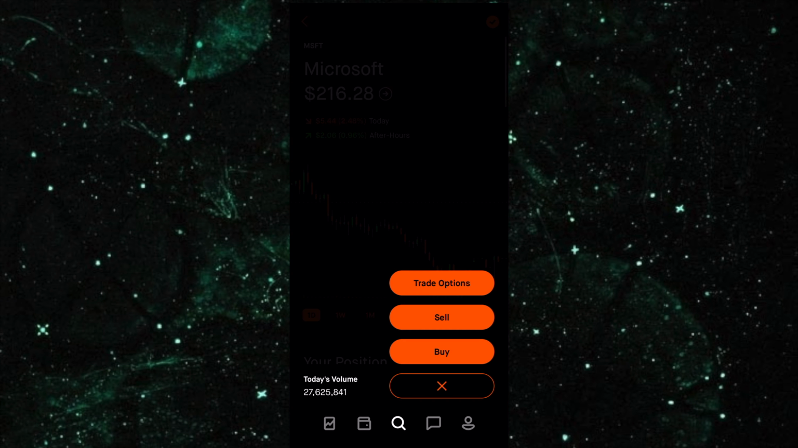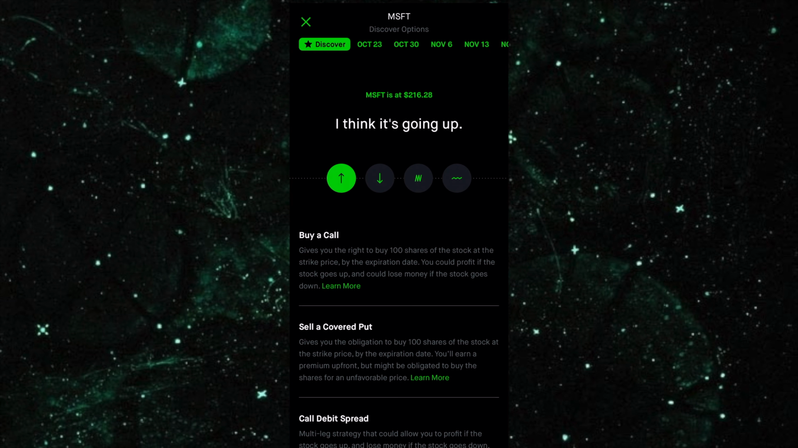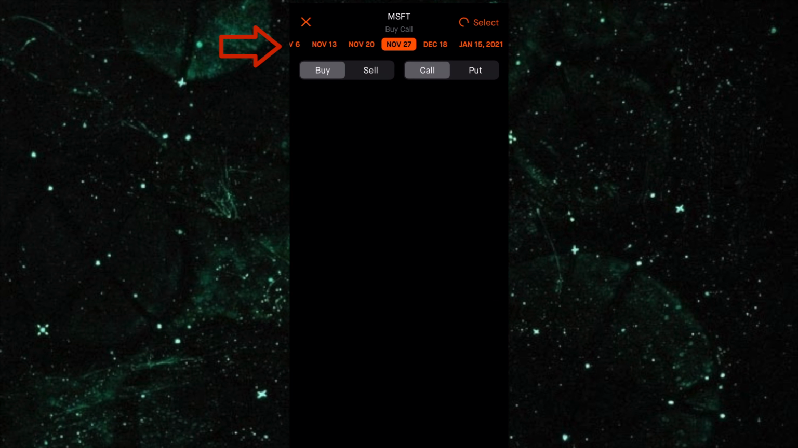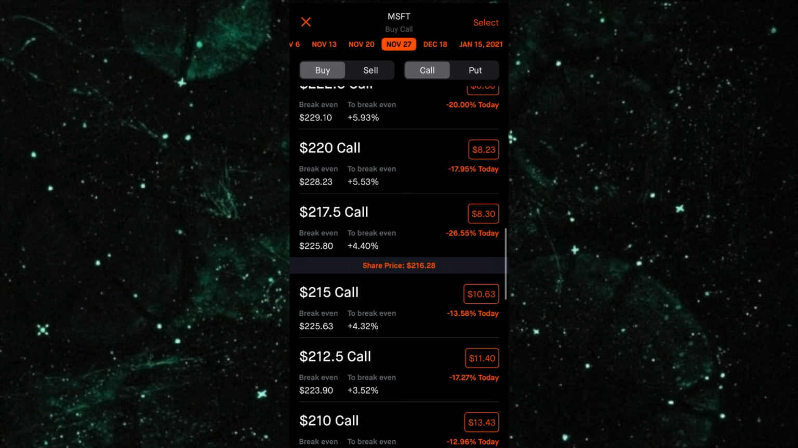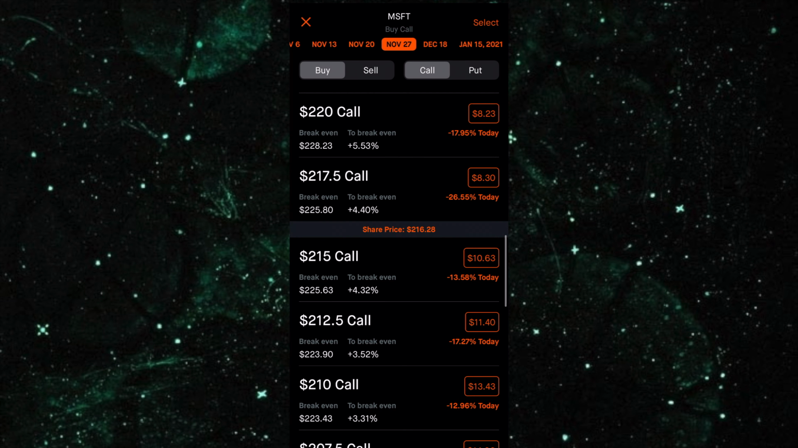We want to click Trade, then Trade Options. So here we are at the selection screen. We want to use this top bar to scroll to select a date. I usually pick dates that are 30 days or more away from the current date. As of this recording, that would be November 27th for me. I do this mainly to give me time on whether to close a contract or not.